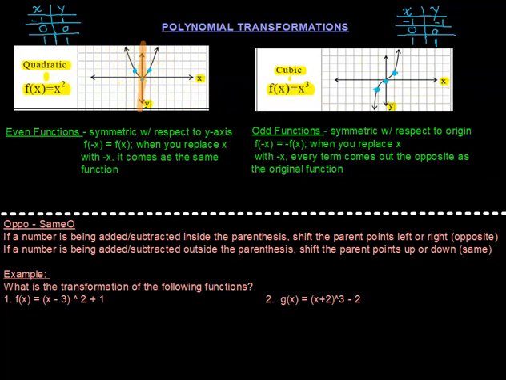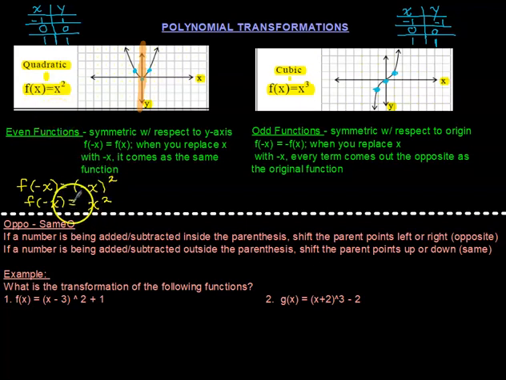And algebraically, to determine if it's an even function, I'm going to replace the x with negative x. And if it comes out exactly the same as it began with, it's an even function. So notice if I replace x with negative x, and I'm using x squared, I replace the x squared with negative x squared. What happens when I square a negative is that it becomes positive again. So it's just x squared. It's the same thing as it was before.